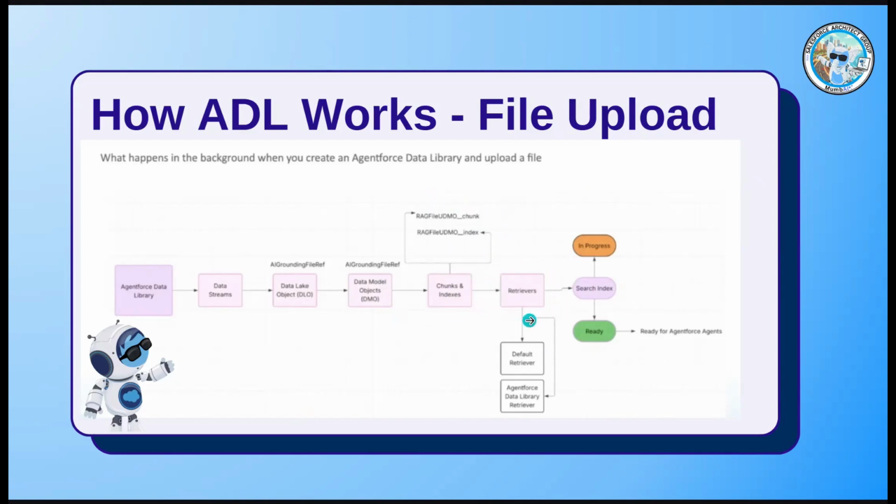The retrievers get generated, and from this you will have the default retriever and the Agentforce data library retriever. The default retriever is basically useful for your RAG files, whatever files you are bringing in, be it AWS or any other files. But for the Agentforce data library, a specific retriever is brought in. This retriever will then be used via the search indexes. So search indexes are linked to your retrievers to pull in the data.